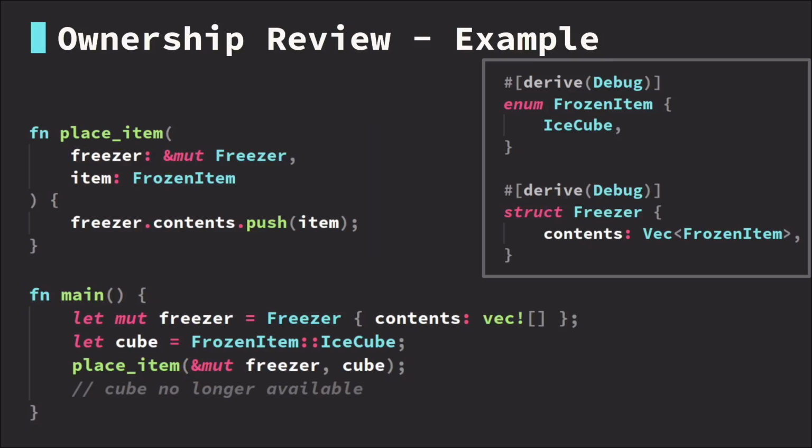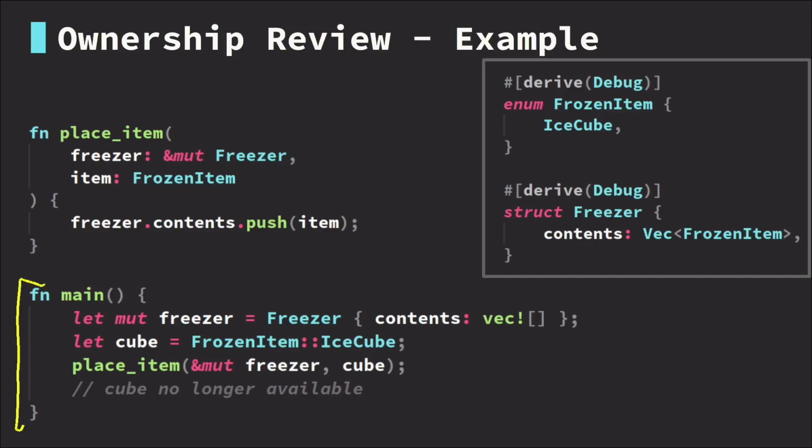In the place item function, we have our borrowed freezer here, and we move the item, which is an ice cube in this case, into the freezer structure. And that's done here on this first line. So we have a borrowed freezer, we access the contents, and then we're pushing this item into the freezer. The ownership of this frozen item has now changed, and the freezer is now the owner. So the place item function cannot clean up the item anymore. The freezer itself has to do so.